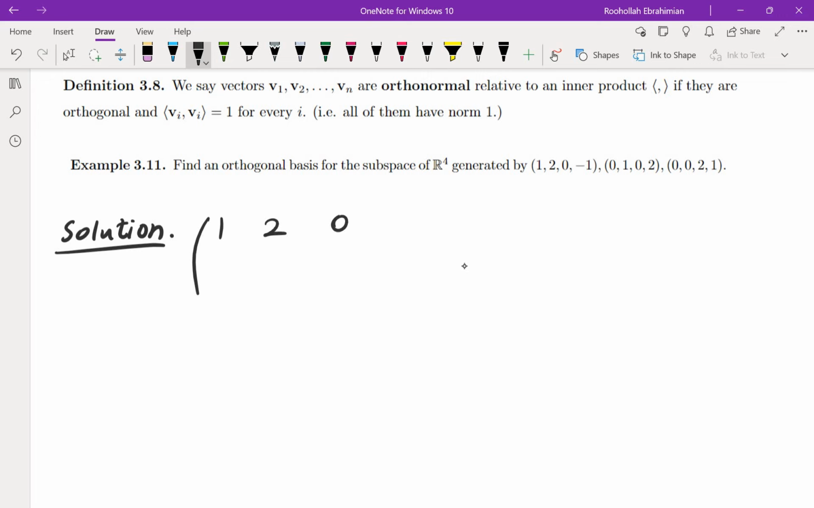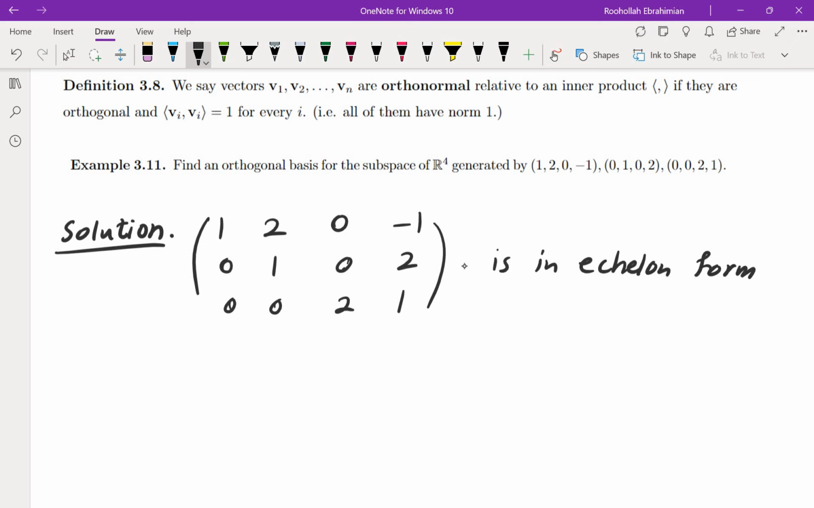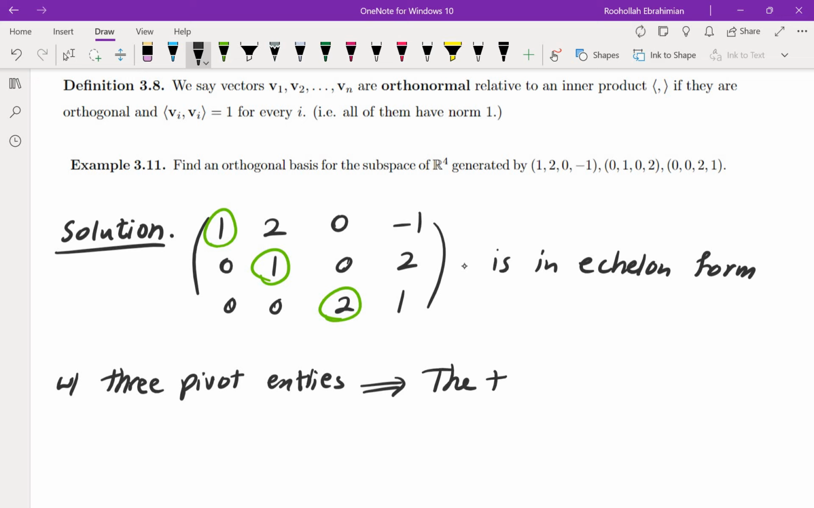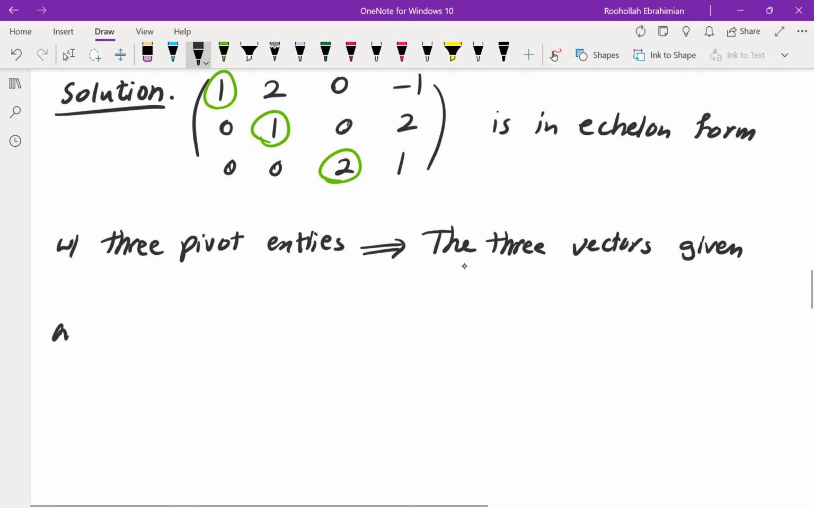If you look at 1, 2, 0, negative 1, 0, 1, 0, 2, and 0, 0, 2, 1, this is in echelon form with 3 pivot entries, and these are the pivot entries. That means the 3 vectors given are linearly independent.